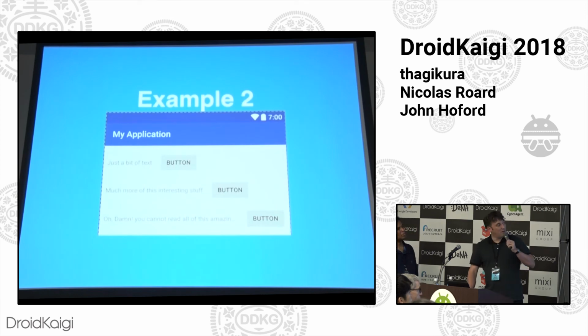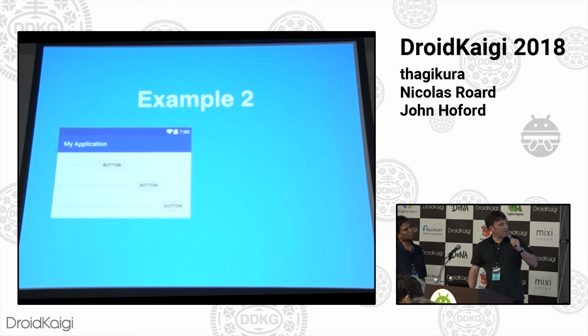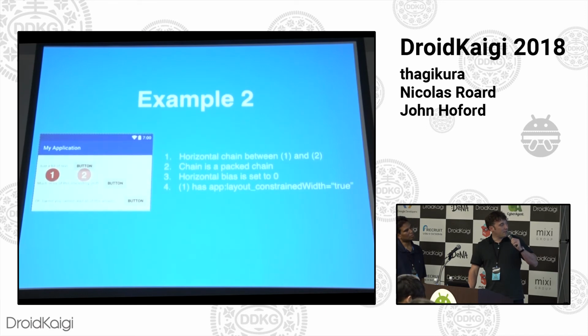Another example where you may want to have those two elements, those 1 and 2 elements, and let's say that element 1, that first text view, grows, and you want it to grow until basically the maximum of the screen. Well, you can use a similar trick. You can create a chain, set the horizontal bias of that chain to 0, and again apply constraint width.